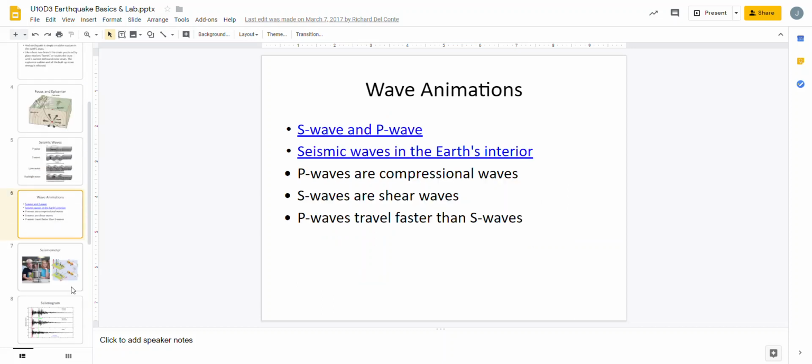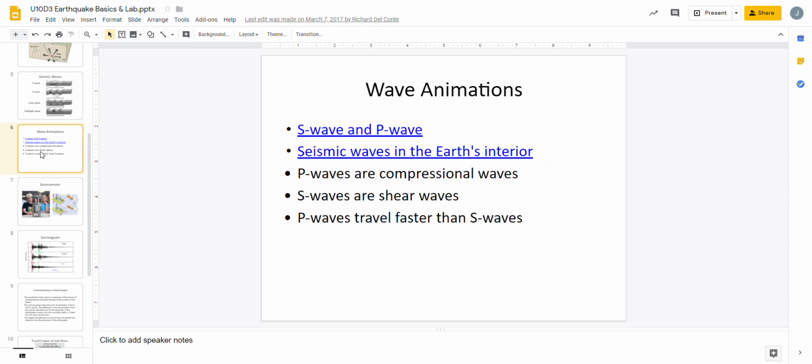If you want to see animations of these types of waves, you can click these links in this presentation. It's linked on Blackboard above the videos.